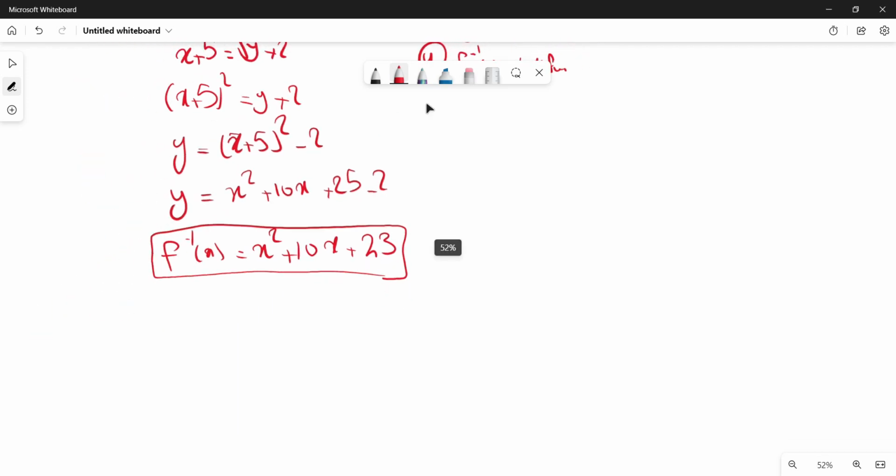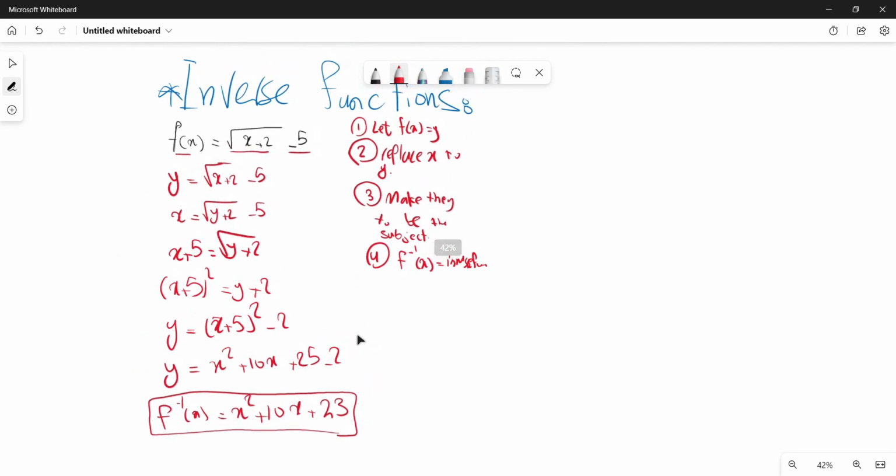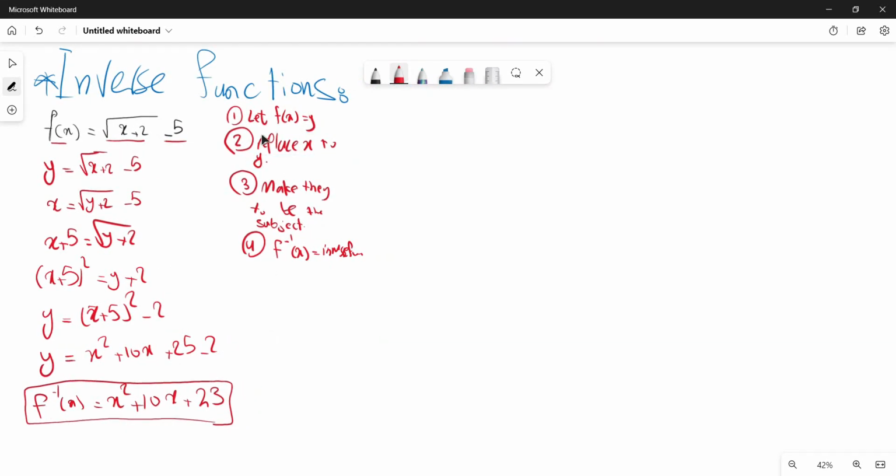It's very easy steps. You need to follow the steps that I showed you. First, let f of x be equal to y, replace x with y, make the y the subject, and put the notation of the inverse function, which is f to the power of negative 1 of x.